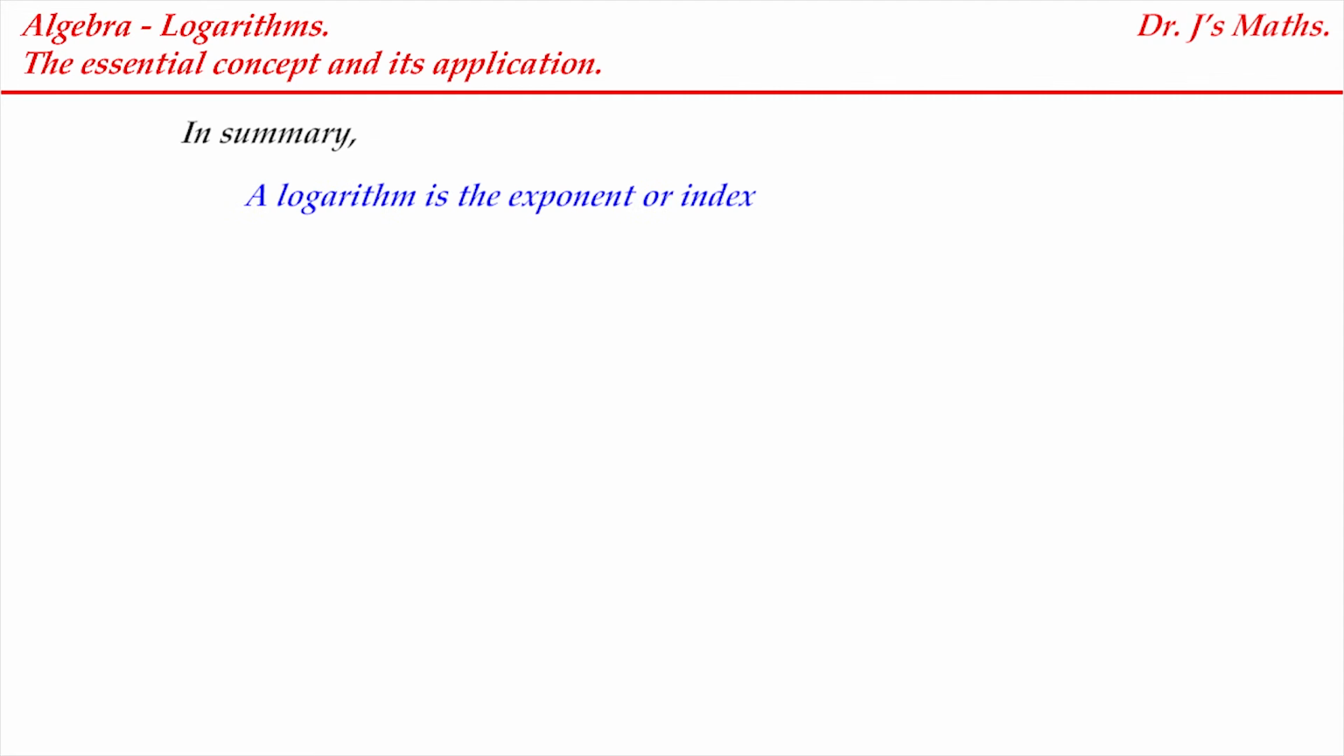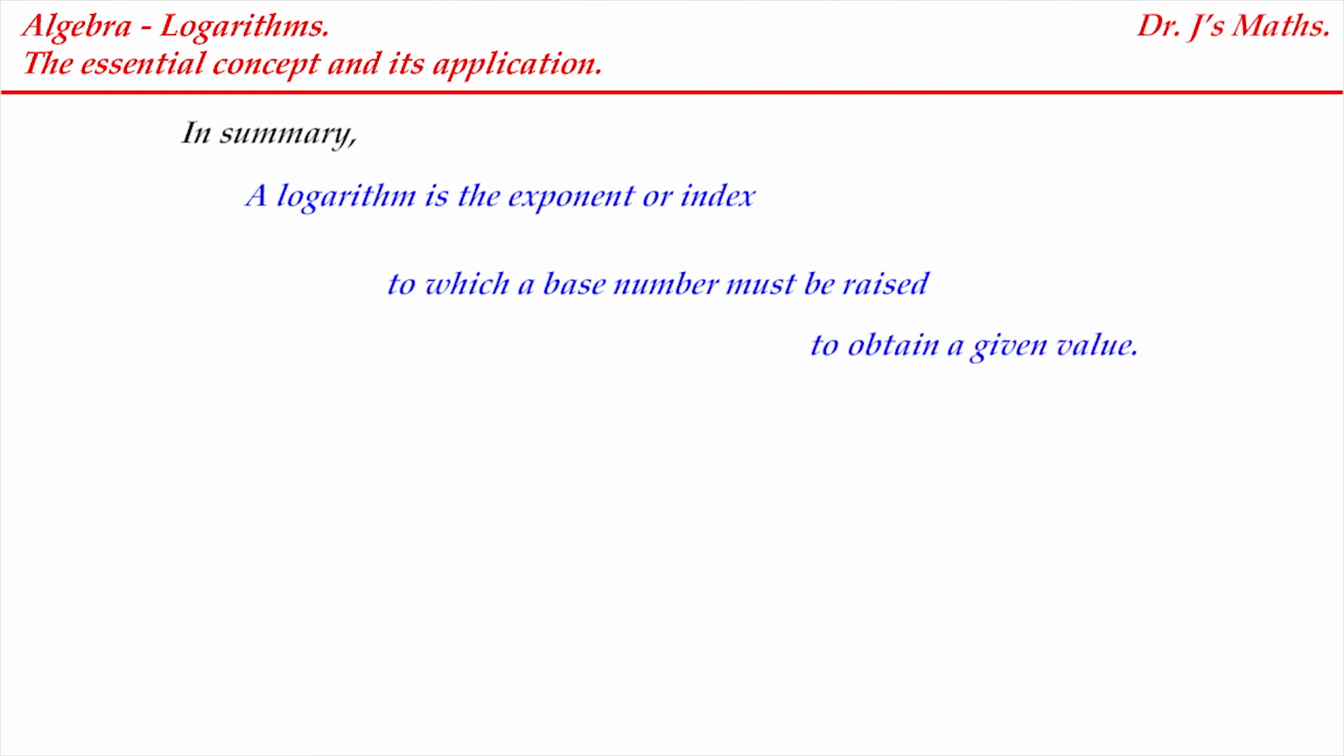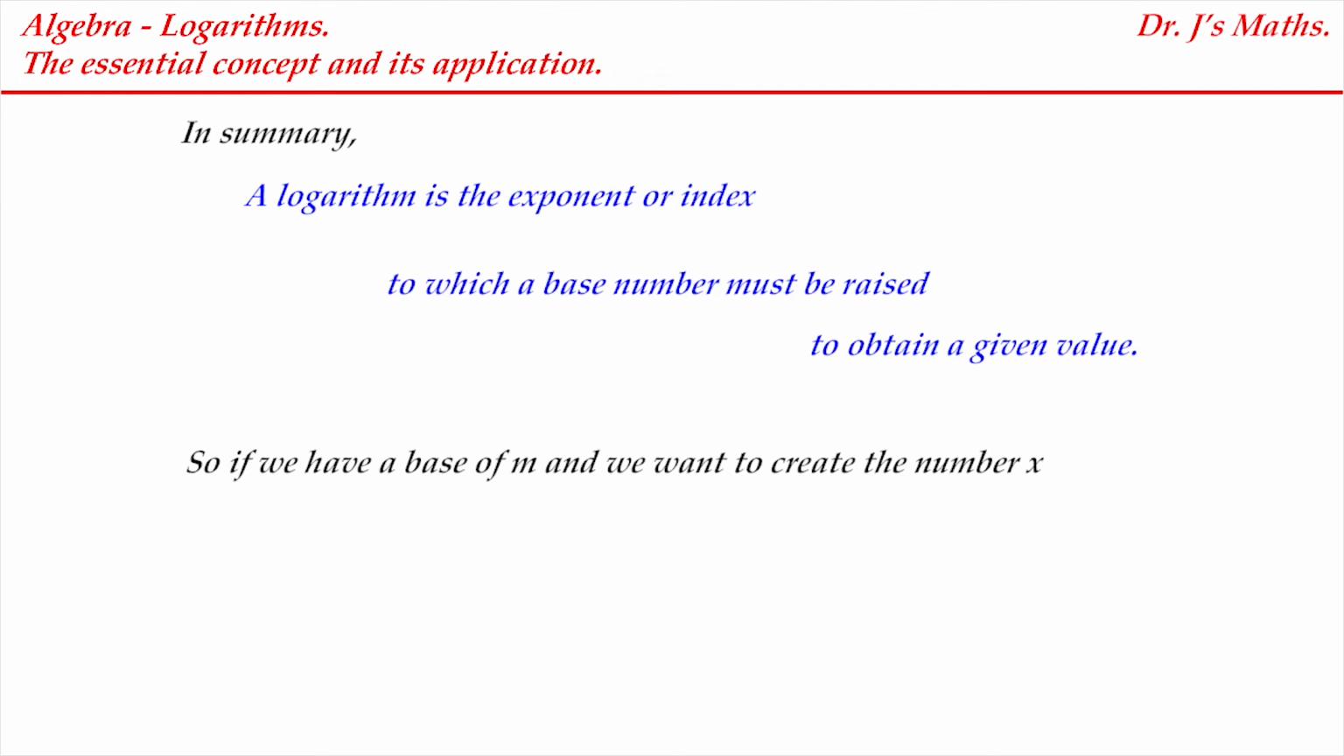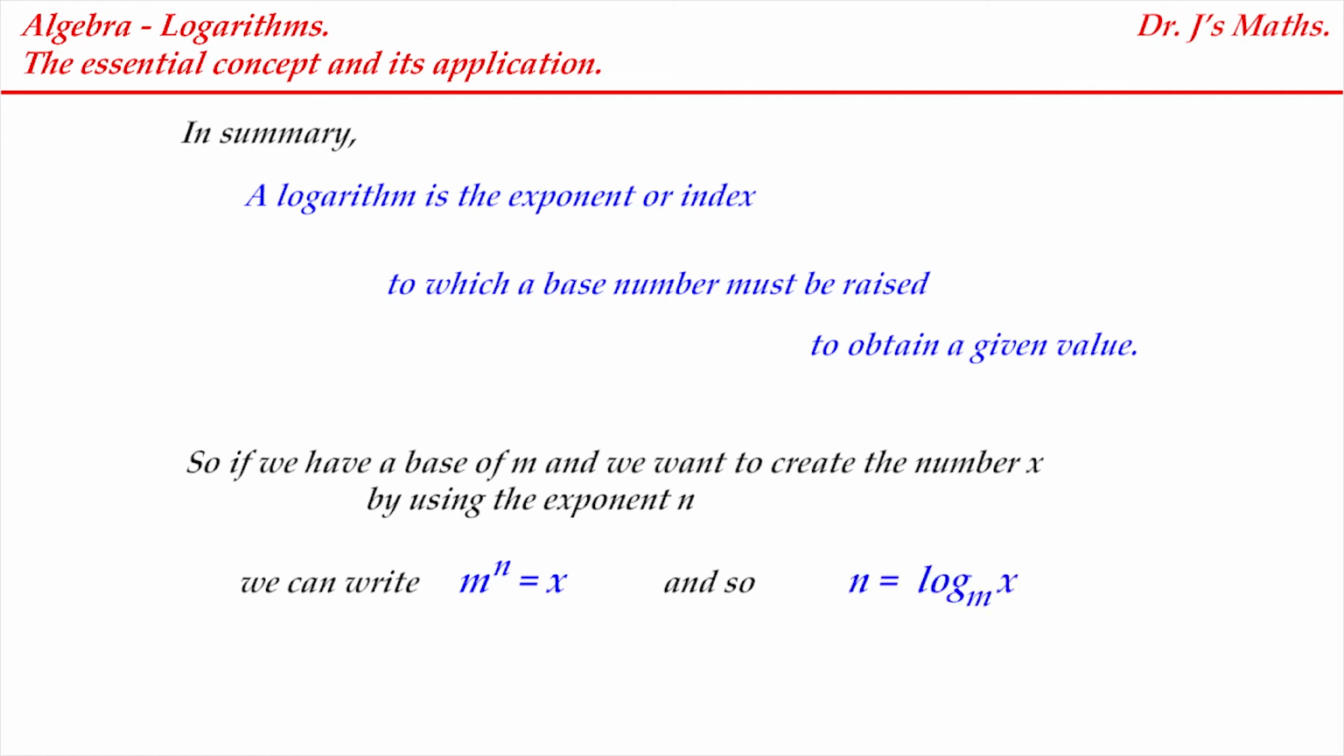In summary, a logarithm is the exponent or index to which a base number must be raised to obtain a given value. So if we have a base of m and we want to create the number x by using the exponent n, we can simply write m to the n equals x. Then converting that into logarithmic form from the exponential form we have now, we can write n is equal to log of x to the base m.